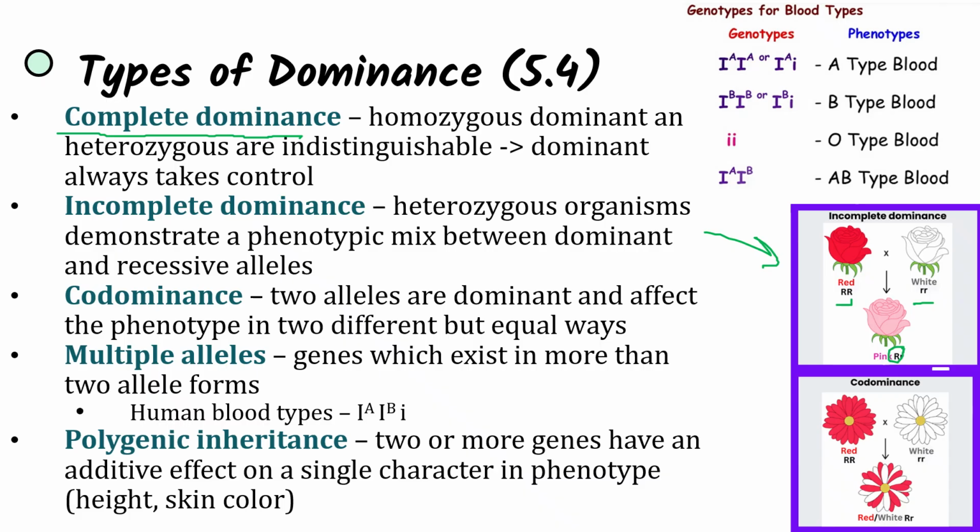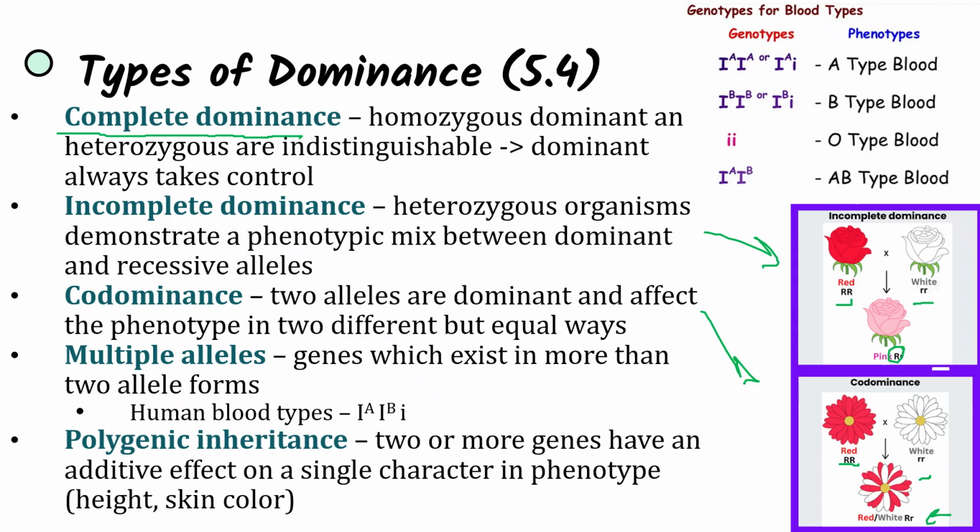There can also be codominance, where 2 alleles are dominant and affect the phenotype in 2 different but equal ways. So both alleles are technically dominant. Here, with our red and our white flower, we see codominance displayed, where there's going to be some petals that are red and some petals that are white in the offspring. Both alleles are dominant, one is not covering up the other.